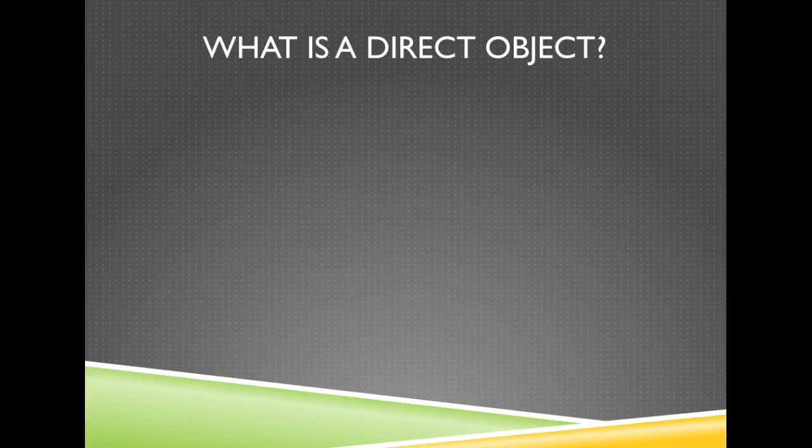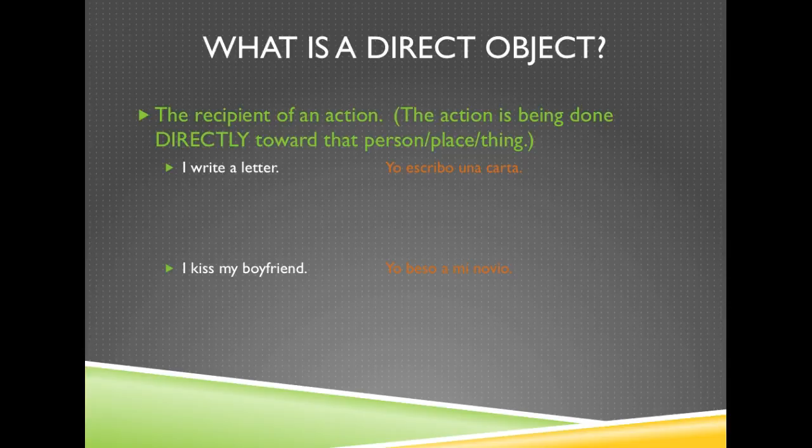Let's talk a little bit about what is a direct object. Well, the direct object is the recipient of an action. So this means the action is being done directly toward that person, place, or thing, and that's why it's called a direct object. An example in English, I write a letter, or I kiss my boyfriend. In both of these, that action is being done directly at someone or something. So the letter is receiving the action of writing, the boyfriend is receiving the action of the kiss.